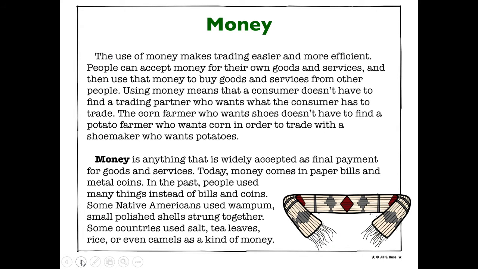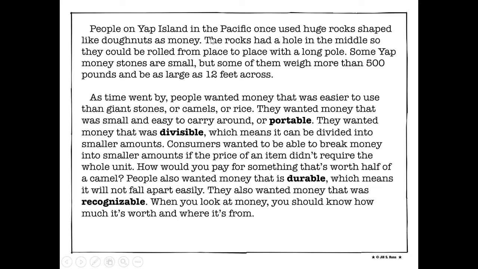So we talked about how money makes trading easier because we basically sell our items, get money, take that money and go purchase what we want. We don't have to go around and find someone who wants our items so that we can trade and trade and trade to get the shoes, kind of like the corn farmer. We talked about that money is anything that's accepted as payment. And it used to be things like shells and salt and tea leaves and rice and camels. Sometimes they even used, we talked about those large rocks that weighed like 500 pounds.